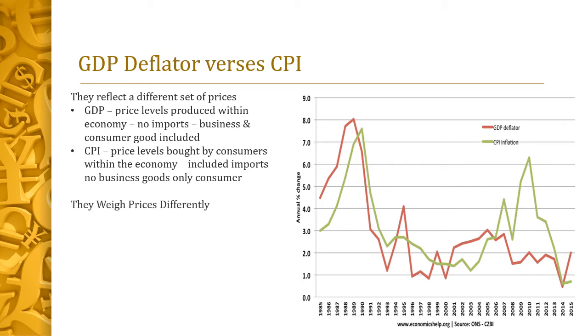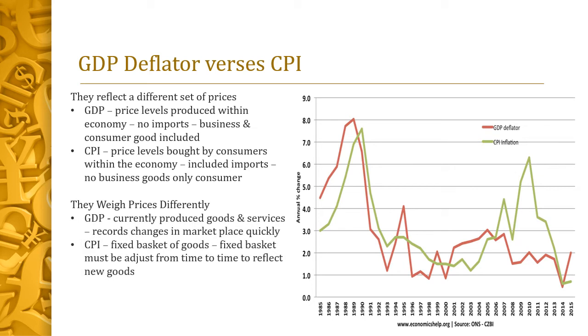They also weigh prices differently, meaning that the GDP deflator is currently looking at what is produced, goods and services. So it records marketplace changes pretty quickly because what is produced within the economy can change month by month, year by year, where CPI is that fixed basket of goods. And that basket needs to be adjusted from time to time, but it's not generally adjusted as quickly as GDP is. So the GDP deflator is going to give us basically a better indicator as far as what's happening in a shorter time period than CPI might as far as inflation is concerned.